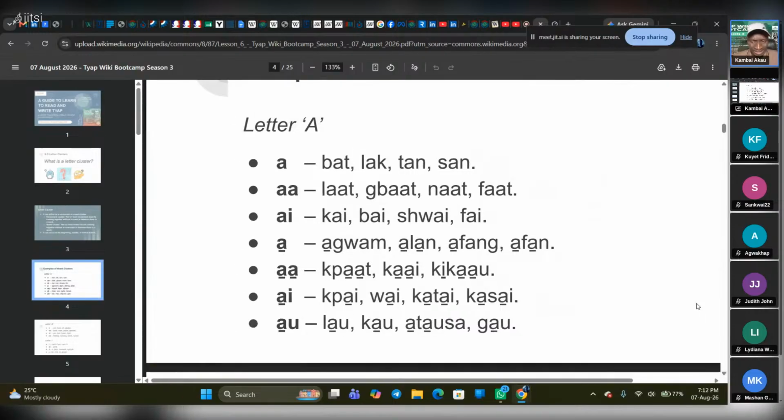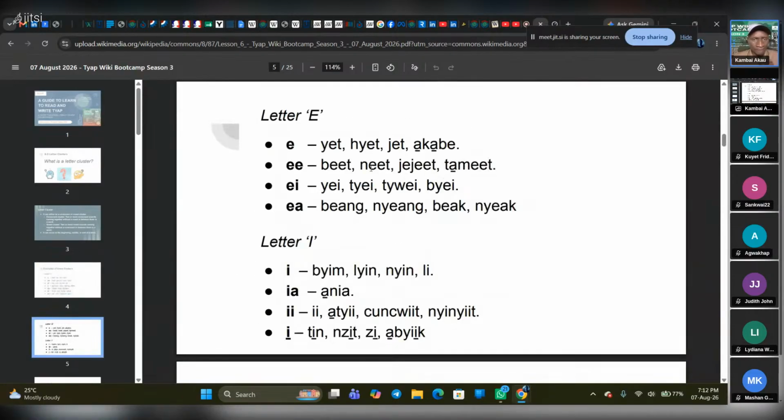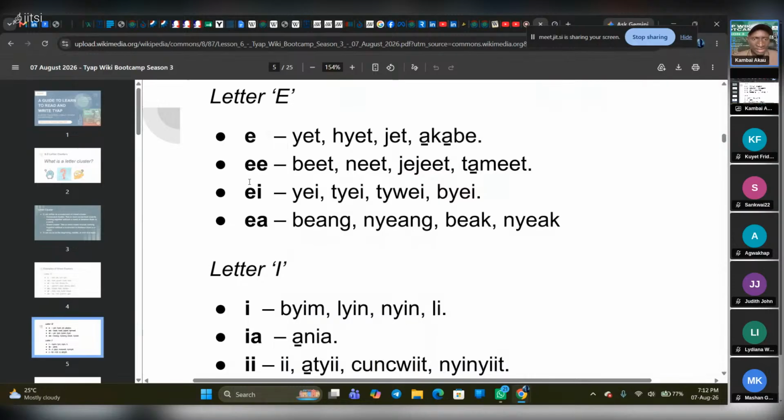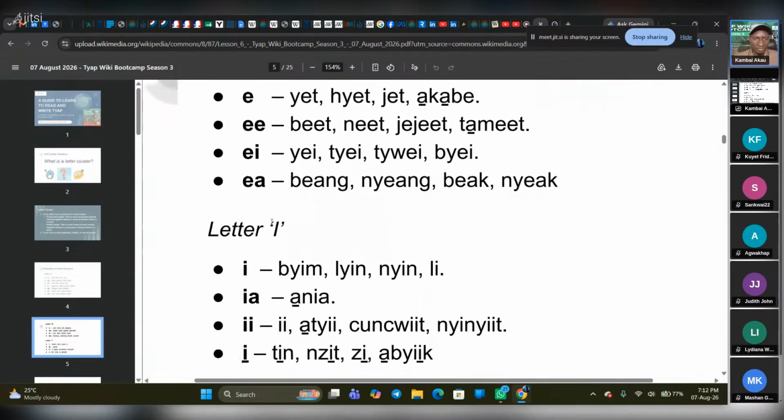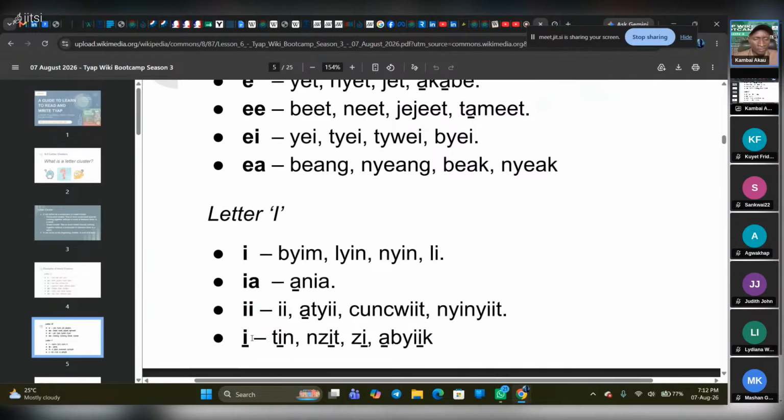That's letter A. Then we go to letter E. We have the A sound, and then we have the air sound. And we have examples under them as well. And then we come to the E sound. We have the E, we have the ear, and then we have the E long monophthong sound. But unfortunately, in the Tyap language, we don't have the long monophthong sound, except maybe when we elongate, like we say Z.